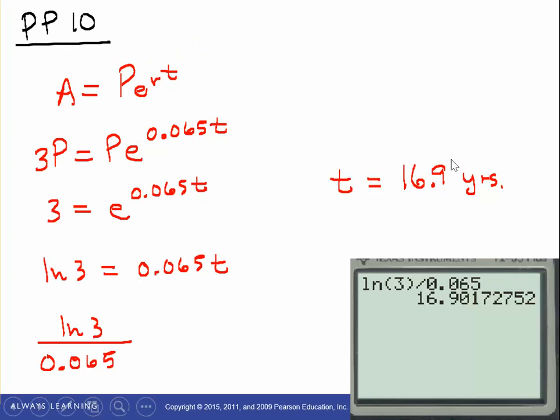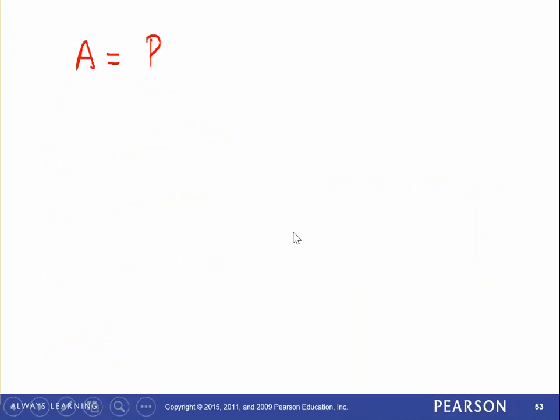Now let's go back here real quick. At 6.5%, we learned that it was 16.9 years. So we want this to move very, very quickly here. We want our money to triple in exactly 5 years. And what's the interest rate that should make that happen?